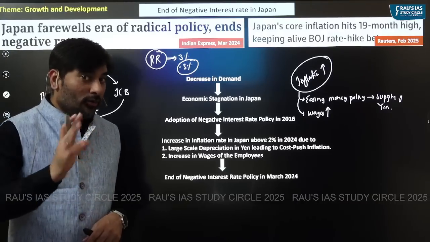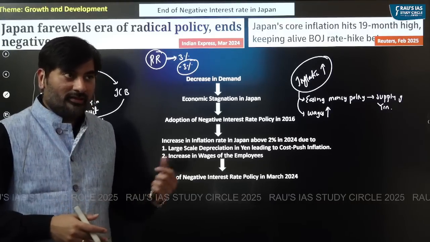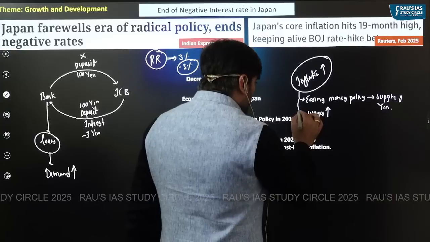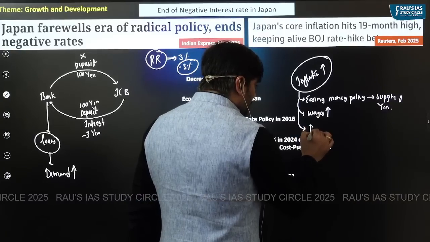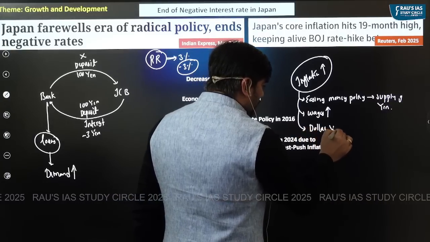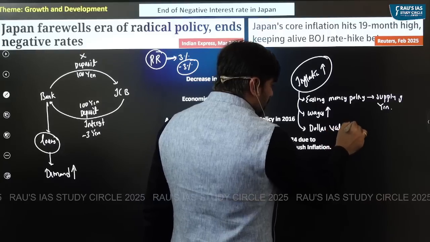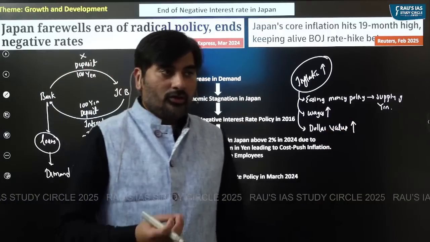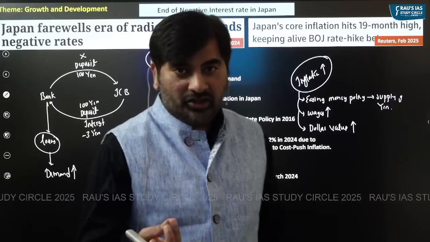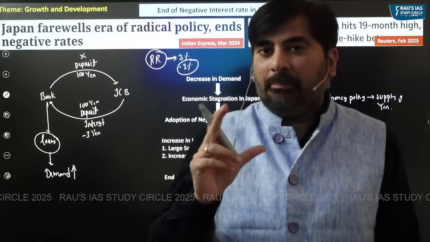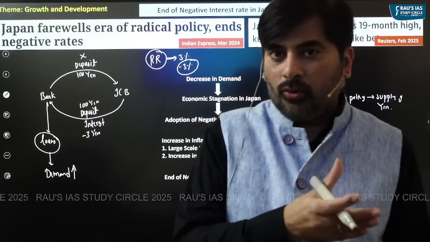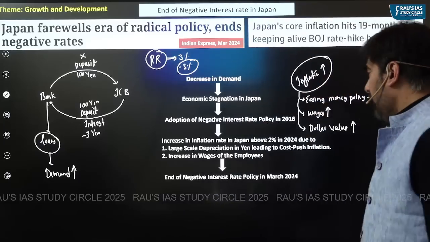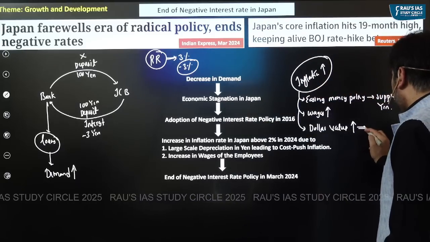But there's something more significant for this rise in inflation. You all know that the dollar value has been rapidly increasing at a global level. The dollar is rapidly appreciating. If the dollar appreciates, what will happen to the Japanese yen? The Japanese yen will obviously depreciate.